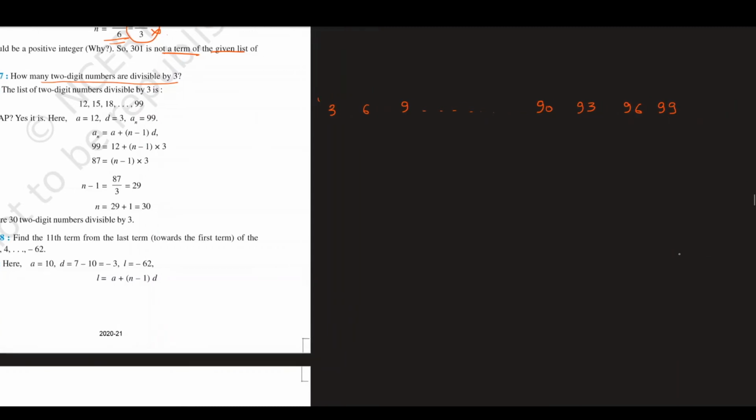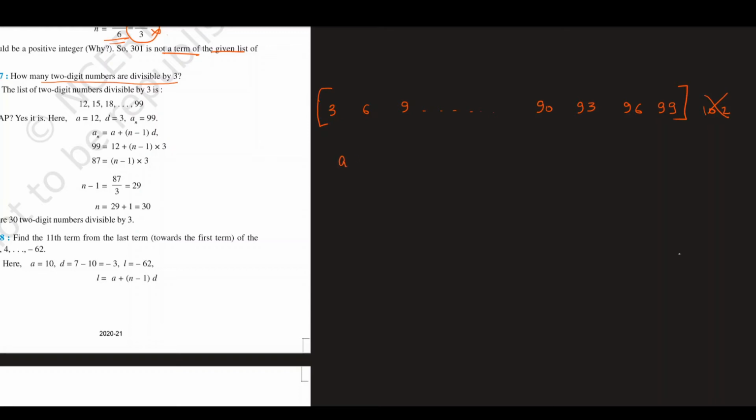Then we have: how many 2-digit numbers are divisible by 3? If we start with 3, then we have 6, 9. If we move on, we know that 90 is there, 93 is also there, then 96, 99. But 99 plus 3 is 102, which is not a 2-digit number, so we count only up to 99.